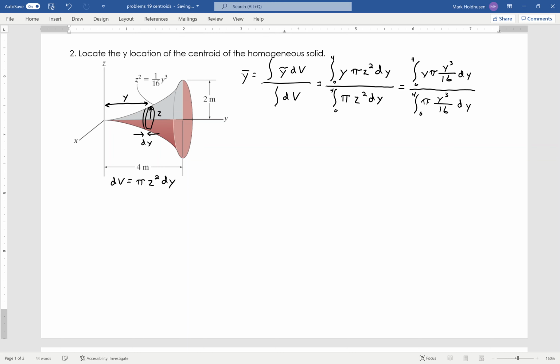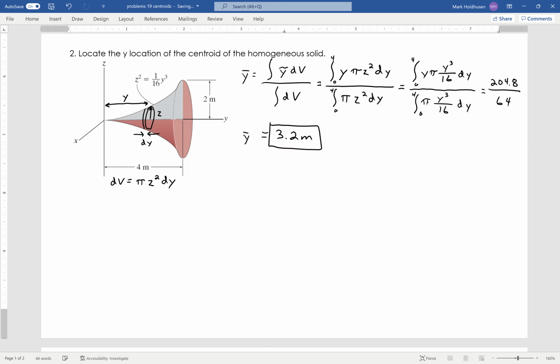Okay. So again, you can go through and do the integrals on your own. You can do it by hand. These are just polynomials. They're pretty simple to do. I'll let you do that on your own. You'll get a numerator of 204.8 when you do that integration, and you'll get a denominator of 64. Therefore, the location of the centroid is 3.2 meters.